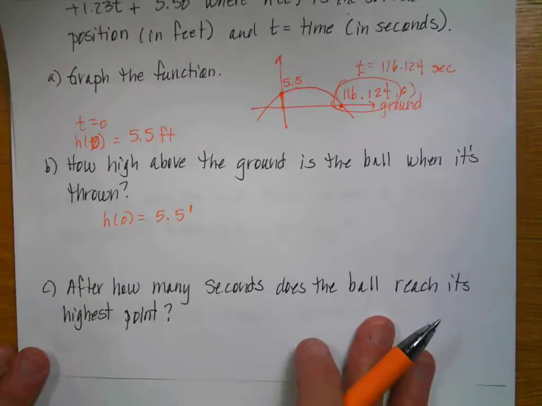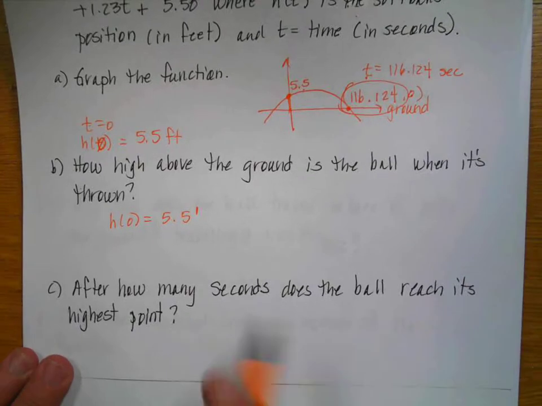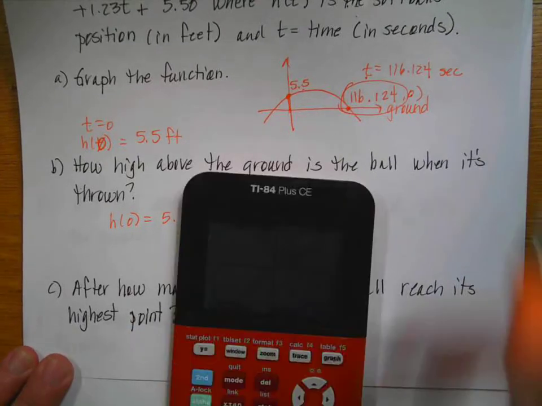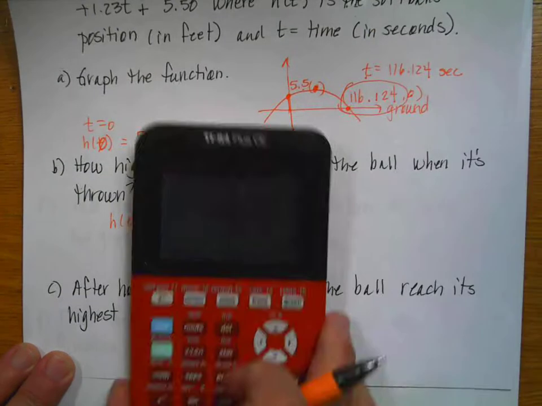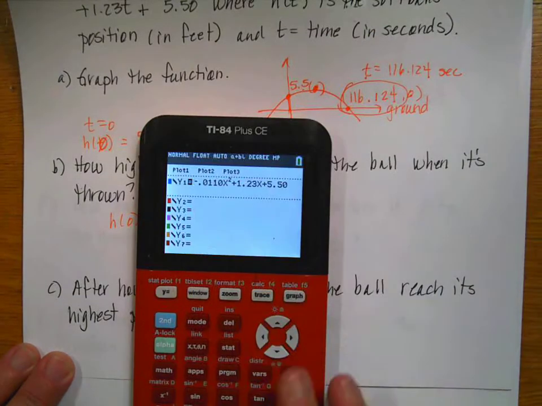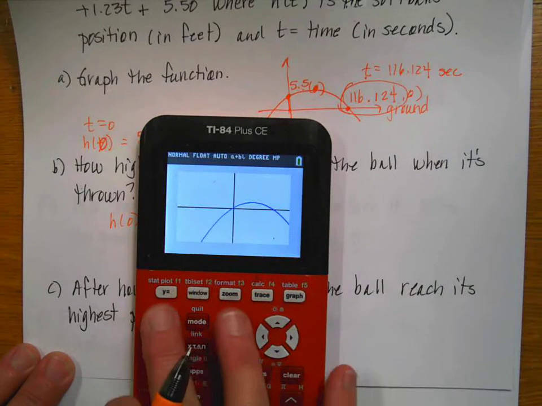And then the next one says, after how many seconds does the ball reach its highest point? Well, if you think about that on our graph, the highest point is going to be the vertex. So on my calculator, I'm going to go back to my graph.